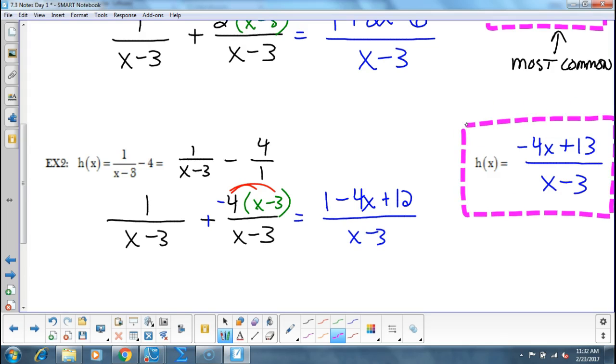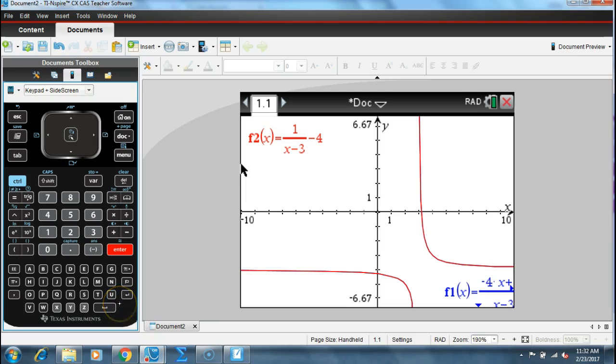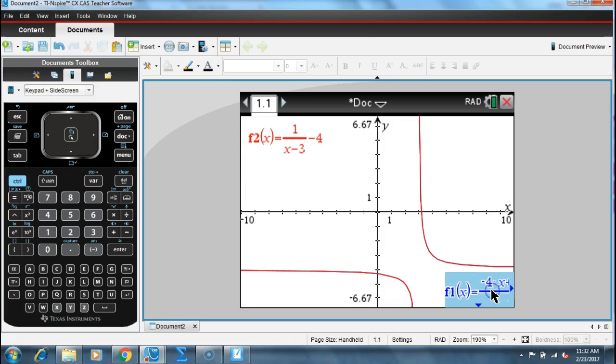And then if I look at it on the calculator, which is what the bottom part is saying, there it is. And those two are both the same.